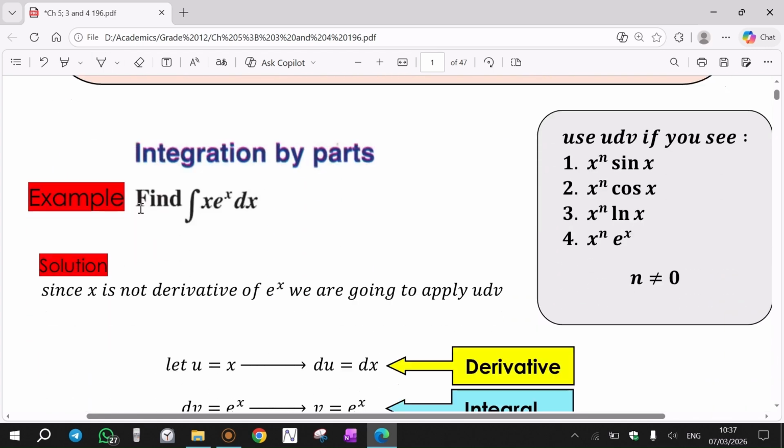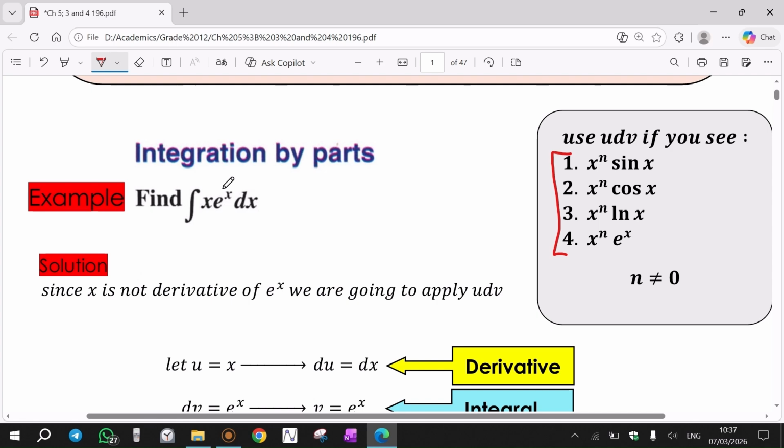We're going to use integration by part. We're going to use u dv in these four cases. For these four cases, we use the integration by part because the question cannot be solved using any other way. But there are other cases where the question is asking you to use integration by part. We'll go to it as well. But these four cases, don't forget: x times sine, x times cosine, x times ln, x times e. These are the cases where we use integration by part.